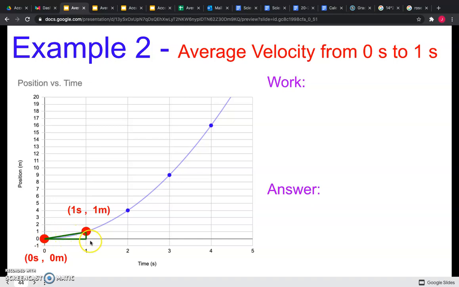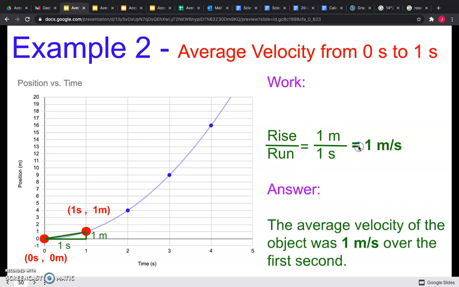So over the first second here, if I want to find the average velocity, I'm going to do the same thing. I'm going to find the slope. So it's 1 meter up, right, because 1 minus 0 is 1. And it's 1 second over, right, because 1 minus 0 is 1. So my work is going to be rise over run equals 1 meter over 1 second. Well, that equals 1 meter per second. So the average velocity of the object was 1 meter per second over the first second.